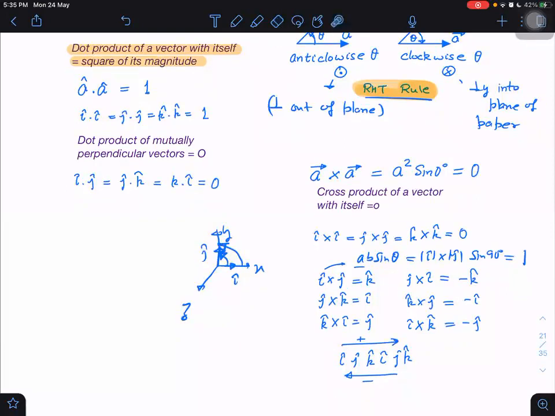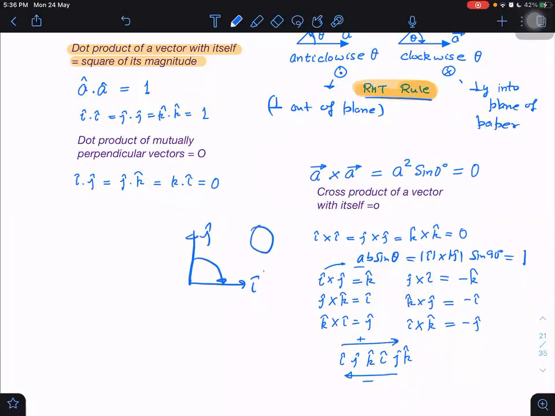What about J cross I? J cross I will now be opposite. You want to check why it is opposite? Clockwise direction, sir. So let us take J here, and I here, and now the angle will be on this side. It is becoming clockwise direction.